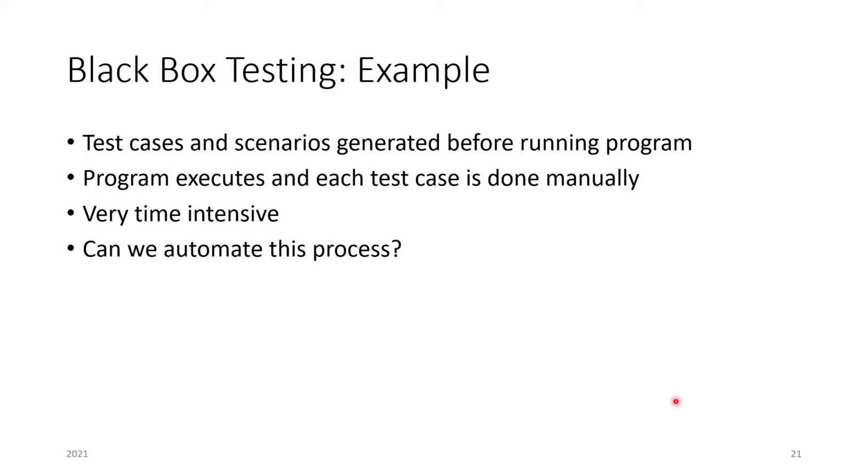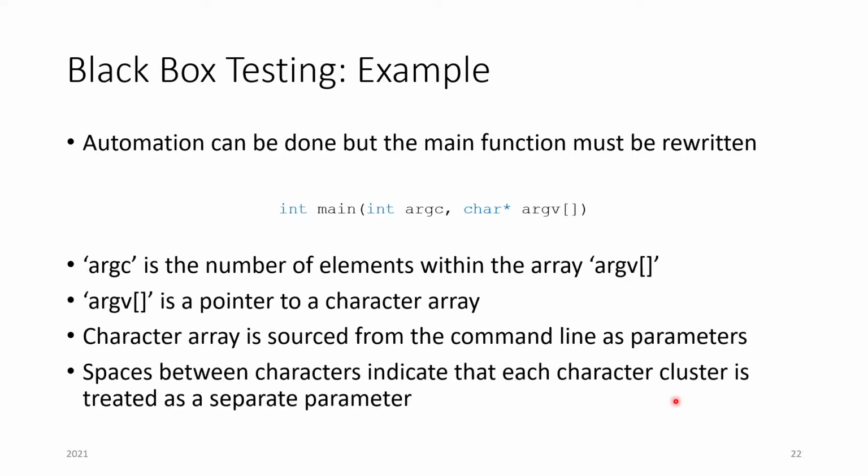For black box testing, you're going to have to implement your program a little bit differently. Typically, black box testing is done manually, but that is very time intensive, and it's possible for us to automate this process. So in doing black box testing, you're going to have to rewrite the functionality of your main function altogether. Your main function needs to take this particular format.